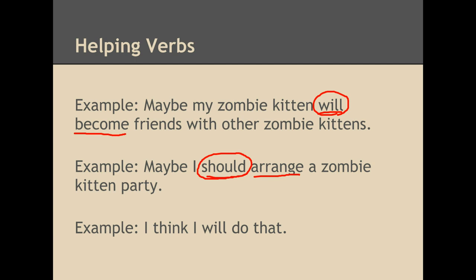Our last one looks like this. I think I will do that. Think is a verb, will is a verb, and do is a verb. Now, think is an action verb. It's not a helping verb. It does not come directly before another verb. See, I, as we learned before, is a pronoun. Will, on the other hand, is a helping verb because it comes directly before another verb. So that makes will a helping verb. Ta-da!